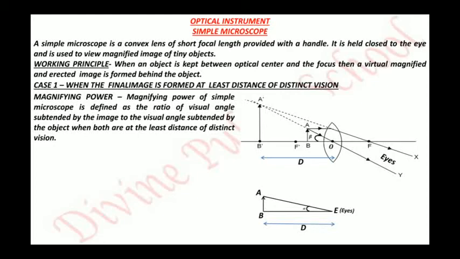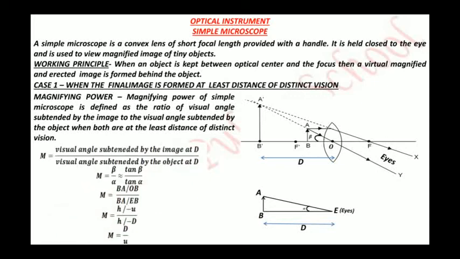So by the definition, magnifying power is the visual angle subtended by the image at D, the least distance of distinct vision, to the visual angle subtended by the object at D. Both are at D. One angle is beta, another is alpha. So we can write M is equal to beta upon alpha, which is approximately equal to tan beta upon tan alpha because the angles are very small. Now just see in the ray diagram, beta is there in two triangles. One triangle is ABO, another triangle is B dash A dash O.